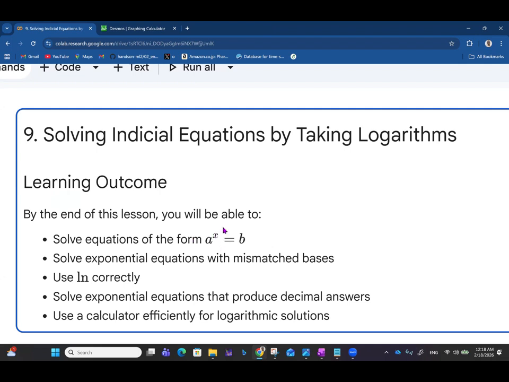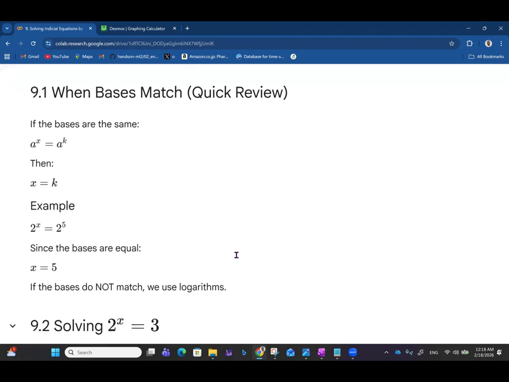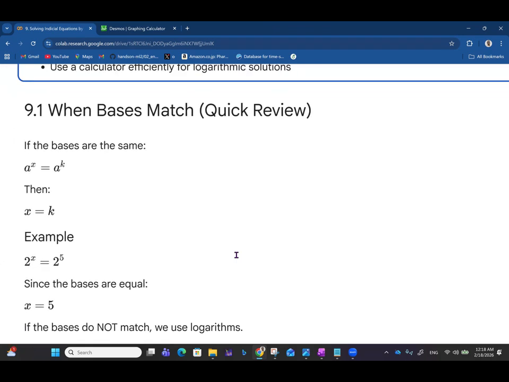In this case, we have a raised to x equals b. Normally, what we are used to solving is having maybe a raised to x equals a raised to y, where you can now say x is equal to y. But here, we are not able to do that. So let's go ahead and see when bases match. We want to have a quick review of that.